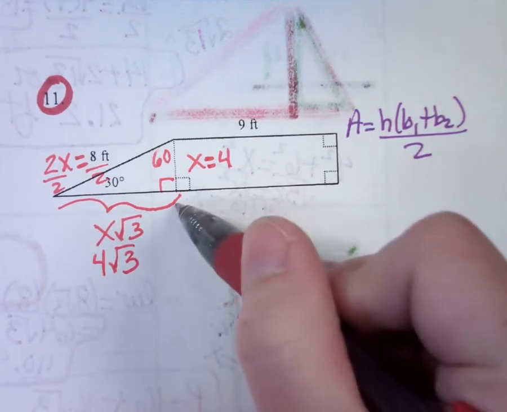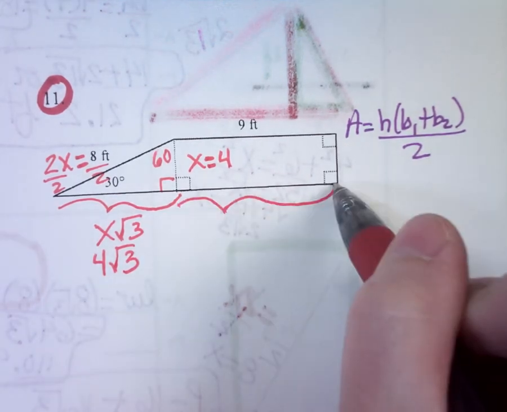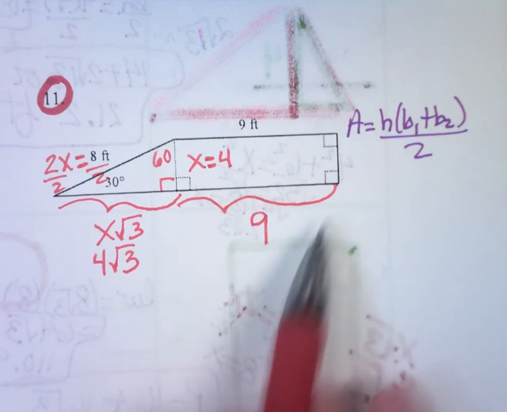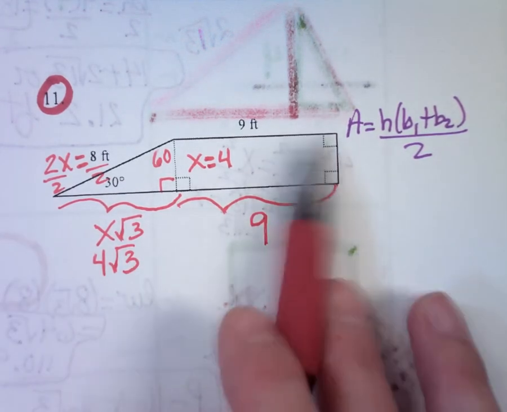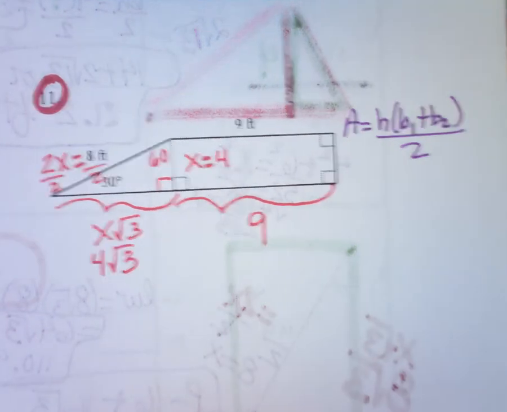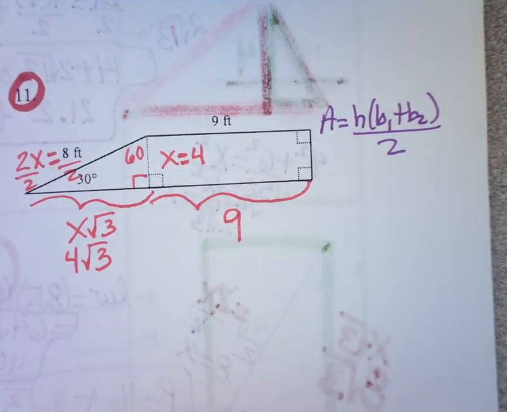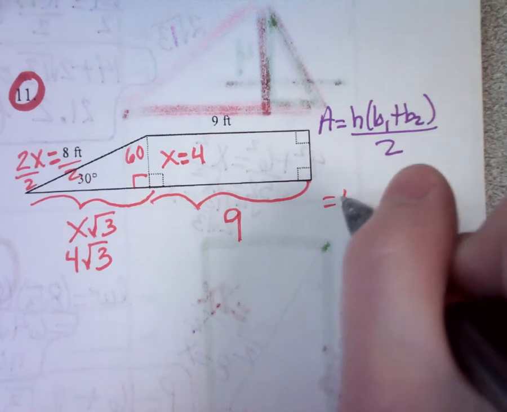Now, can you tell me what's this? 9 plus 4 square root of 3. Yes, the whole thing will be 9 plus 4 square root of 3. And then from here to here is 9 because from here to here was a 9. Okay, we have everything we need to know. So what's the height? 4 is the height.